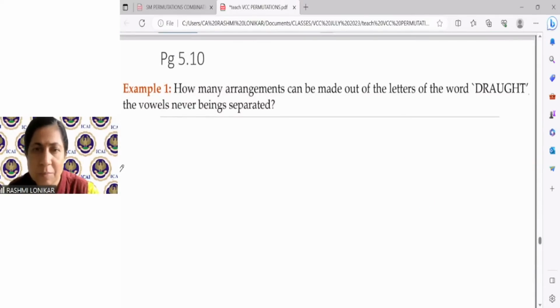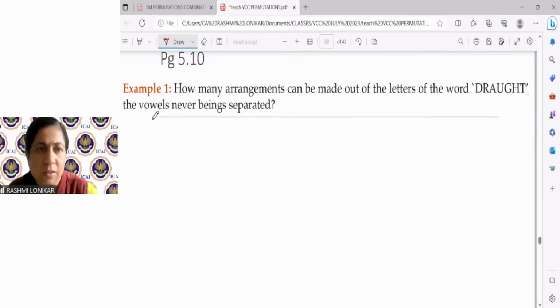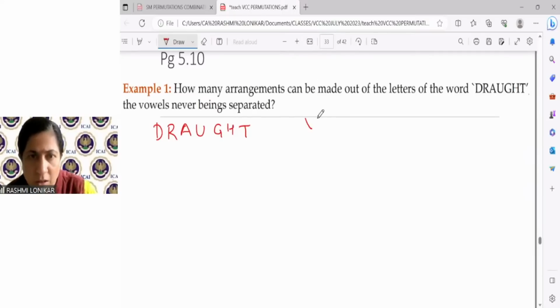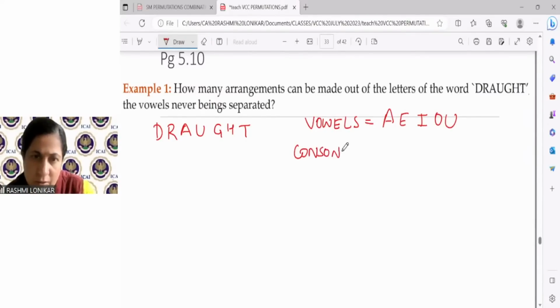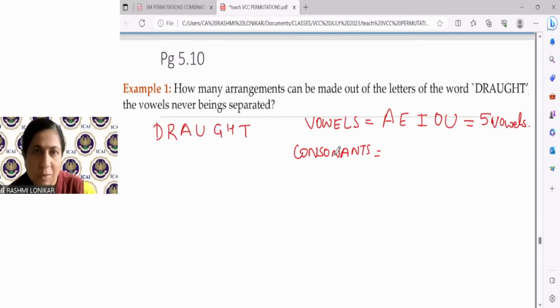How many arrangements can be made out of the letters of the word DROUGHT if the vowels are never separated? D, R, O, U, G, H, T. What are the vowels? Vowels are A, E, I, O, U. What are the others called? Consonants. All other alphabets are called consonants. There are 5 vowels, and the remaining alphabets are consonants.